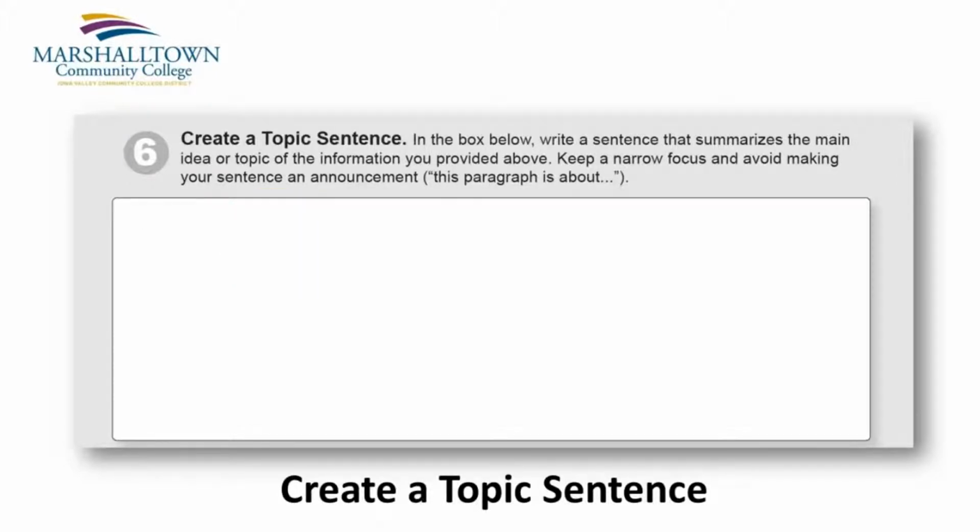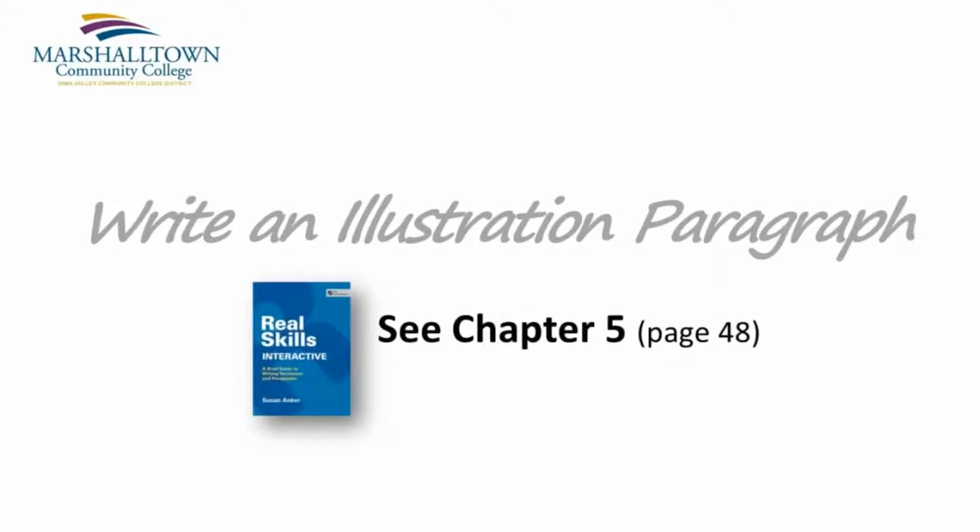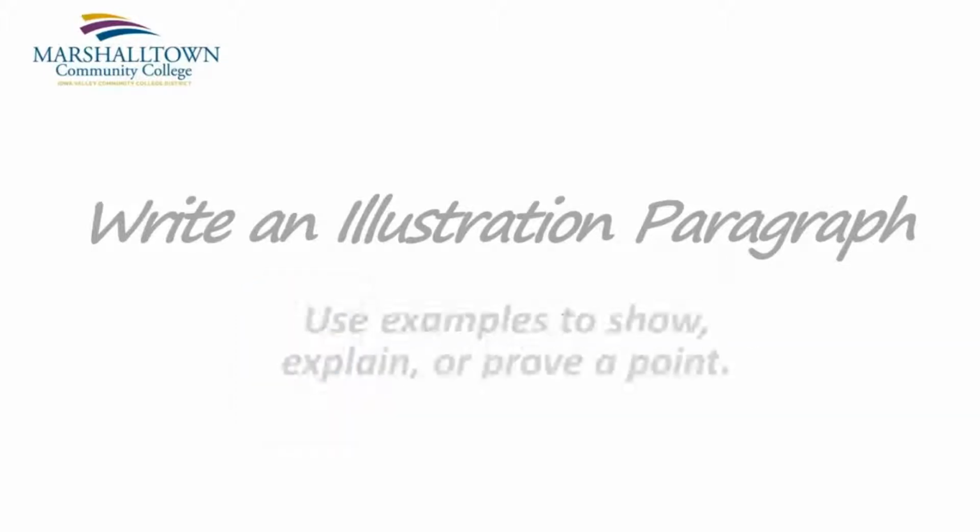Here's a better example of a topic sentence for my chosen subject. Renovating an old house gives homeowners a chance to own a high-quality home that might otherwise be too expensive to build. After you have written a topic sentence that you are happy with, I want you to use that sentence in a complete paragraph. In Chapter 5 of your textbook, you'll find some information about writing what's called an illustration paragraph, and that's exactly the kind of paragraph I would like you to write using your topic sentence.